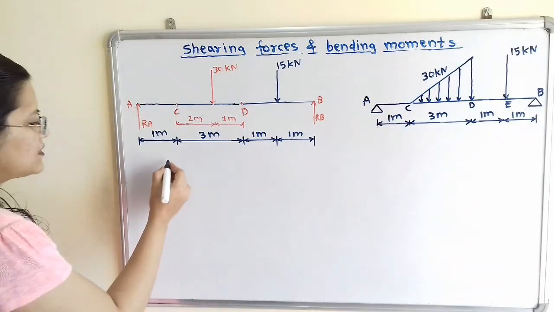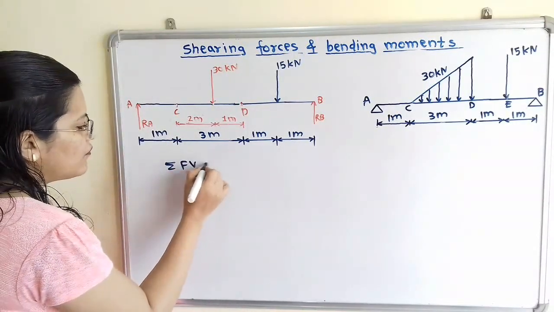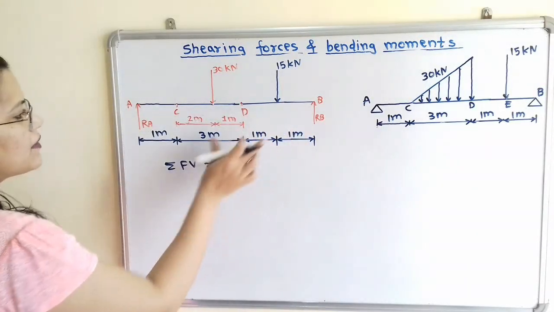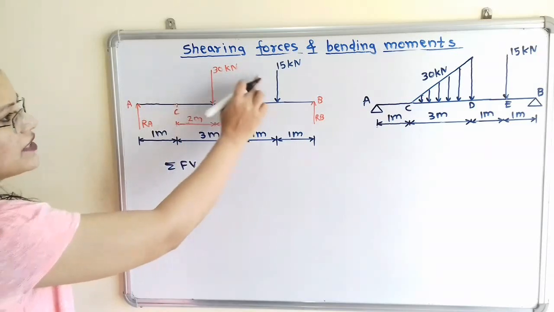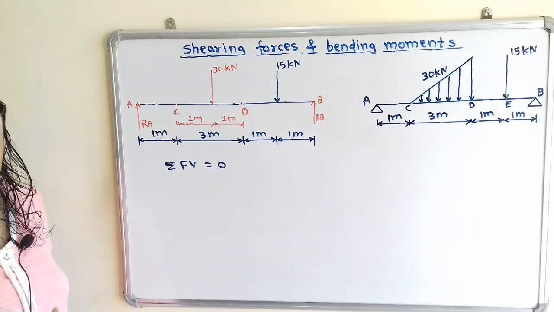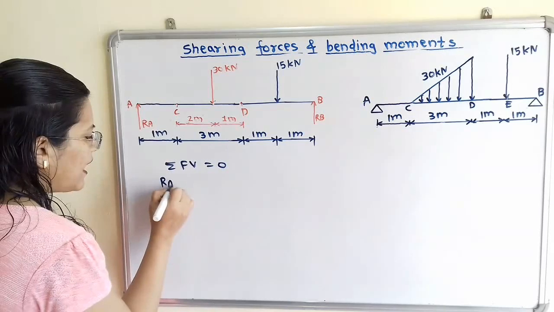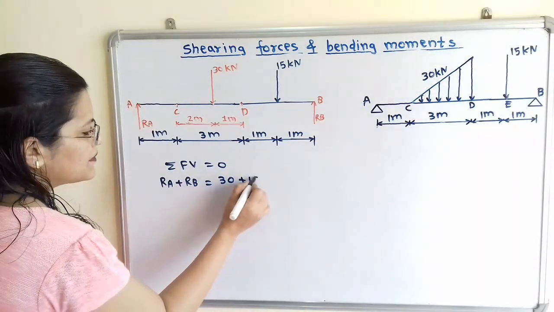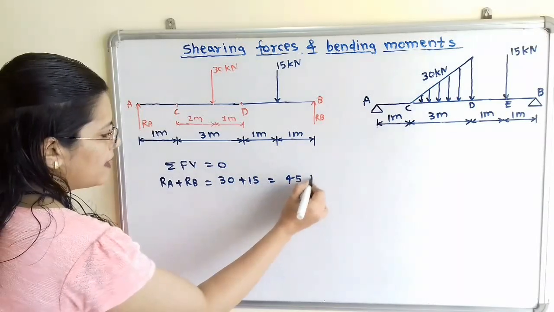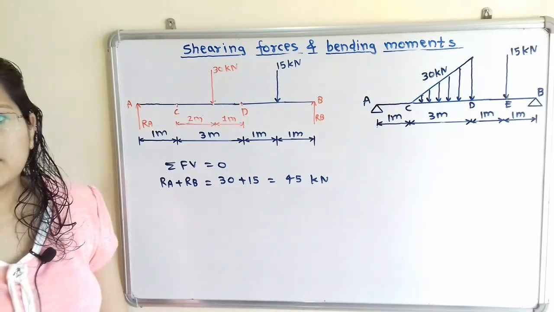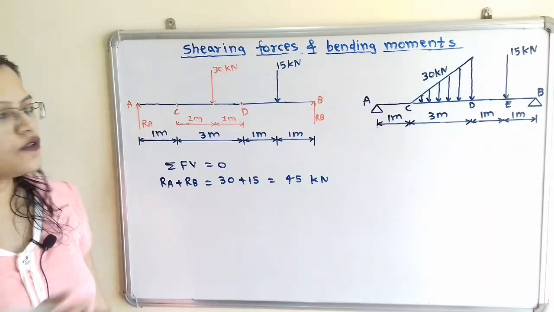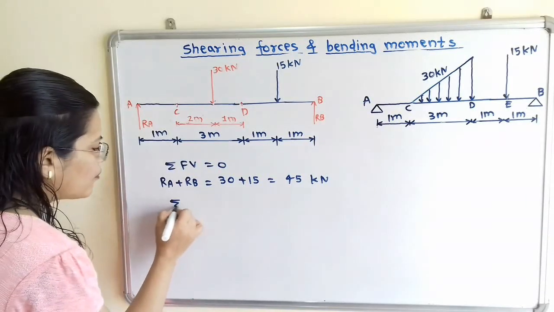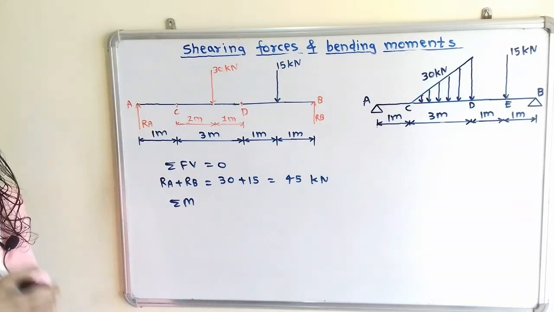So when we apply summation of all vertical forces is equal to 0. So how we can write? So this RA, RB in upward direction and this 30 kilonewton and 15 kilonewton in downward direction. So we can say that RA plus RB is equal to 30 plus 15, that is equal to 45 kilonewton. Now we will move to the next. So there is no any horizontal force.